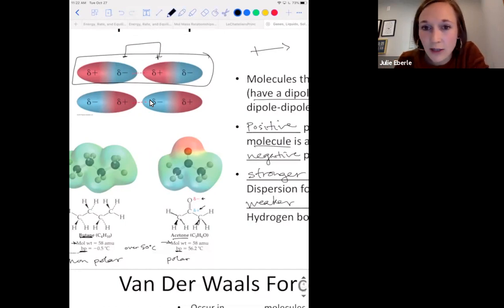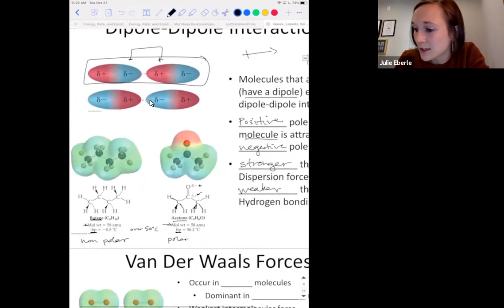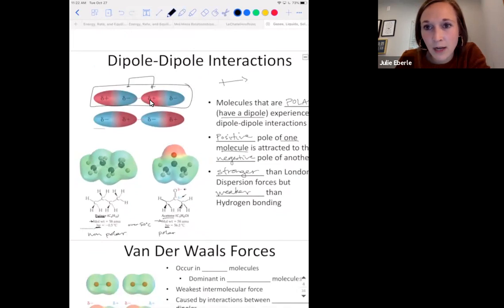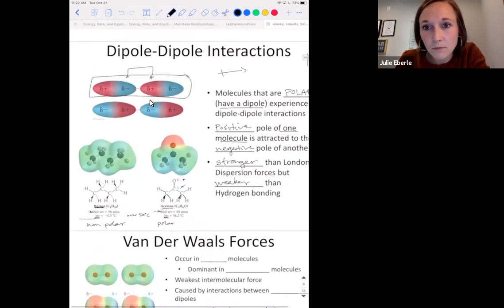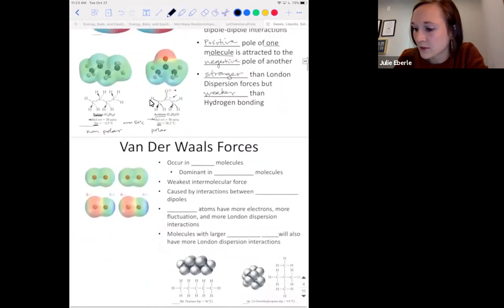So I just wanted to illustrate that by looking at the difference between the boiling points here. Any questions on how dipole interactions work? Okay, let's move on to the next one.